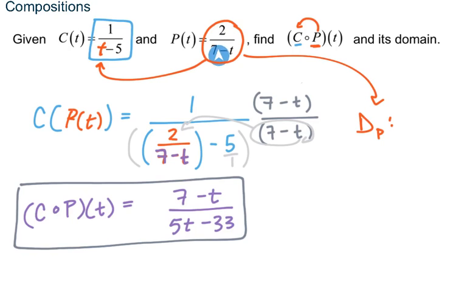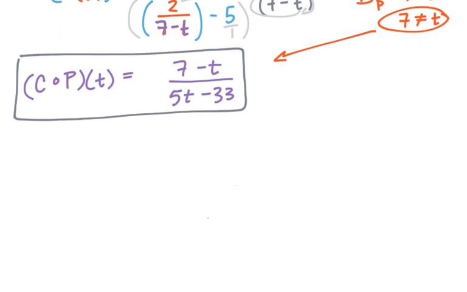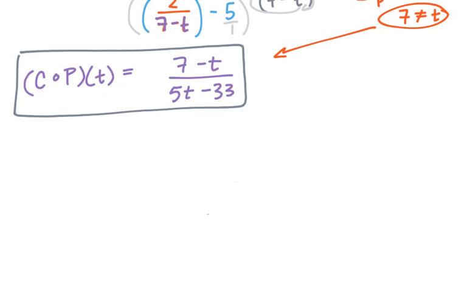Well, do we have a denominator or do we have an even root? And we have a denominator. What we know about the denominator is that 7 minus T, which we have in the denominator, that cannot equal 0. Simplifying, that means that 7 cannot equal T, or rather T cannot equal 7. So we need to intersect that domain with the domain of the function that we're looking at here.